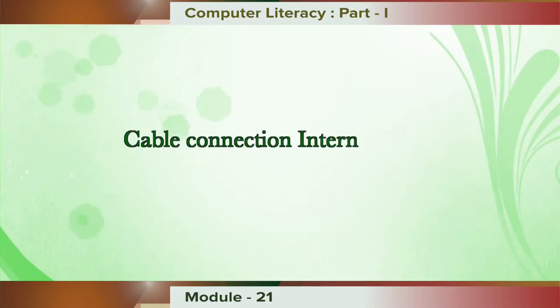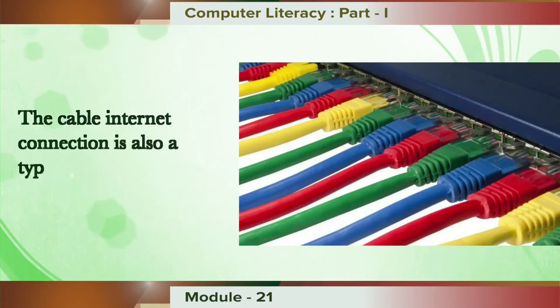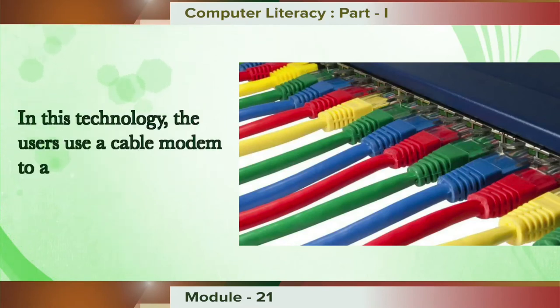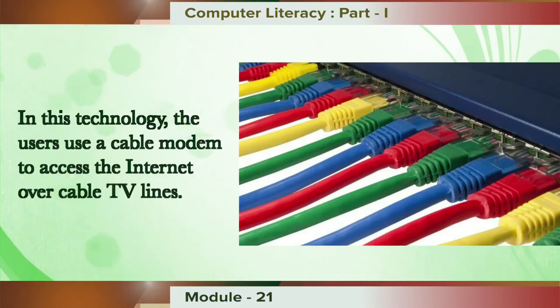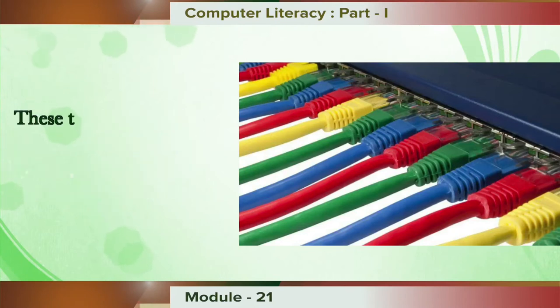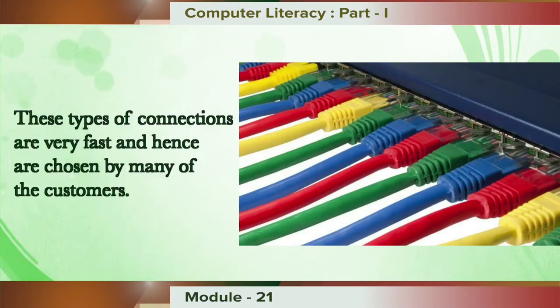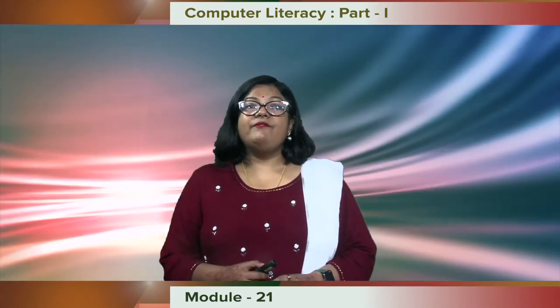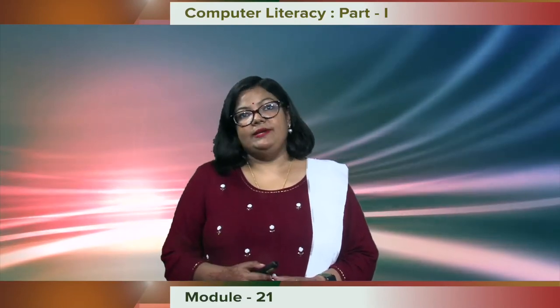Another way for getting access to the internet is by using cable. The cable internet connection is also a type of broadband access. In this technology, the users use a cable modem to access the internet over cable TV lines. This type of connection is very fast and hence it is chosen by many customers. So these were the different ways in which we can get access to the internet.